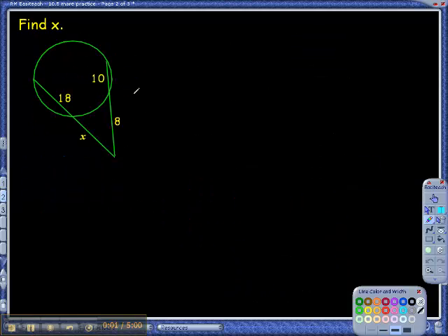For this next one, notice that we've got two secant segments. They touch my circle at two places, one of them being the end point of the segment, but the other end point of our segment is somewhere outside of the circle, and that happens on both of these.